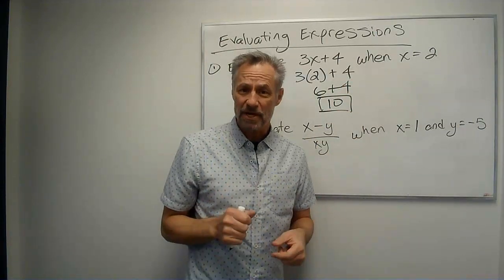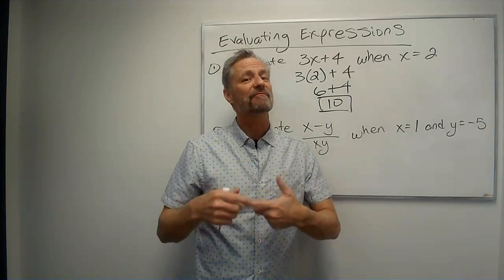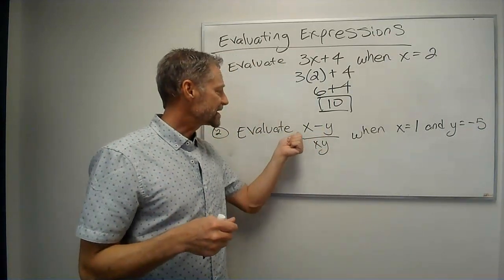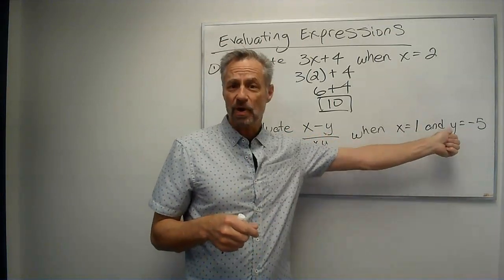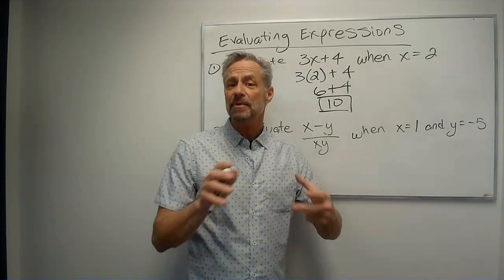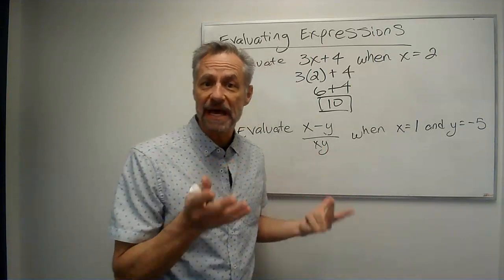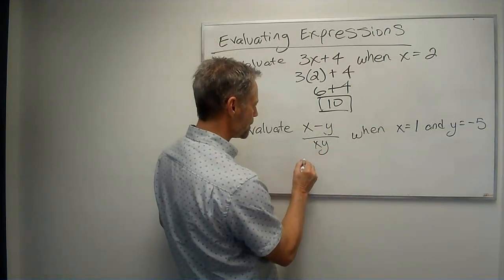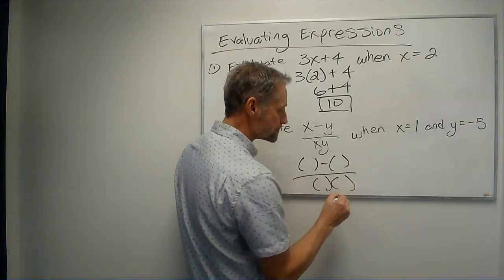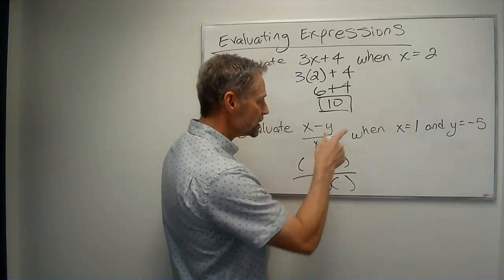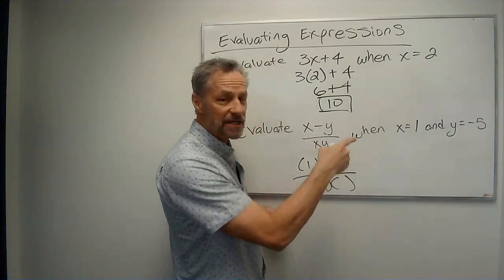So that's the evaluation. Sometimes we may have more than one variable. So in this case, evaluate x minus y over xy when x is 1 and y is negative 5. Again, I'm going to put parentheses for all those letters, or all those variables. And then I'll plug them in where they belong. So the x's were 1s, the y's were negative 5.